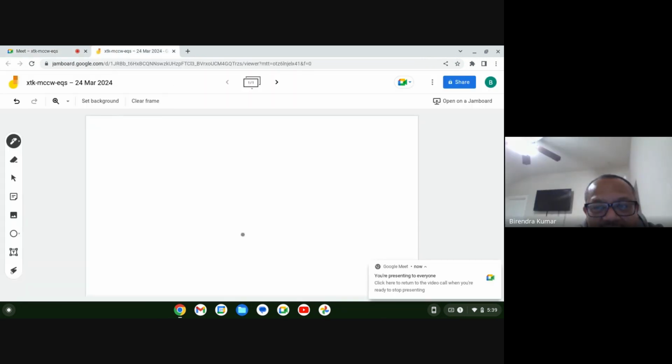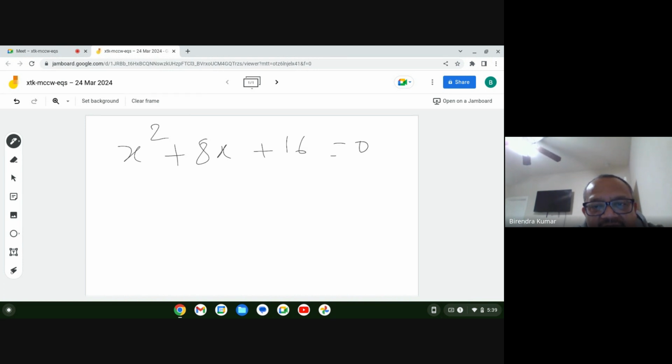Yeah, so that also you can do. See, now if you have 8x plus 16 equals 0, you can do the other way also. The second option was what? Let's assume that this is not fitting that x plus y whole square form.